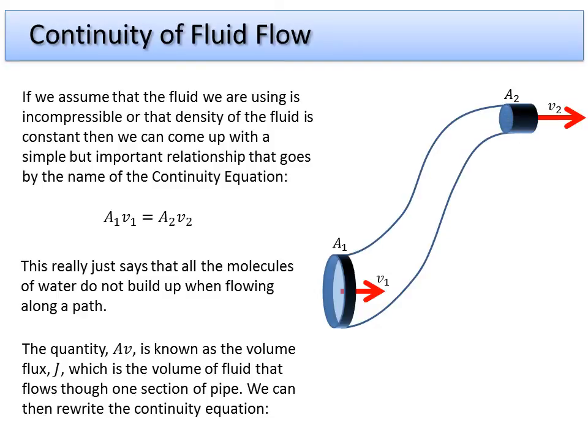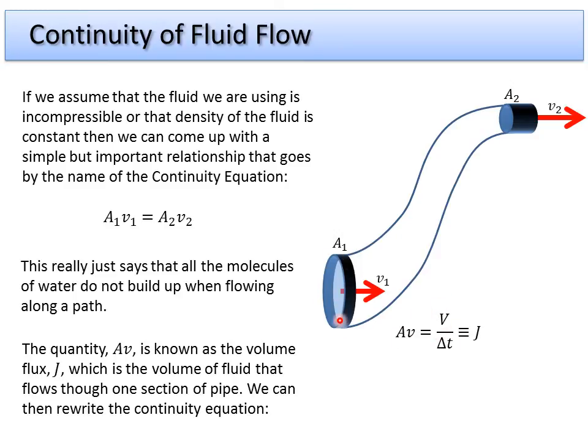Well, this quantity A times V, the area times the velocity, is known as the volume flux, or volumetric flux. Designate with a J. You may see it, you may not. But what it just means is that the volume of the fluid that flows through one section of pipe is going to flow through another section of the pipe. Or the volume per unit time is another way to rewrite this equation.